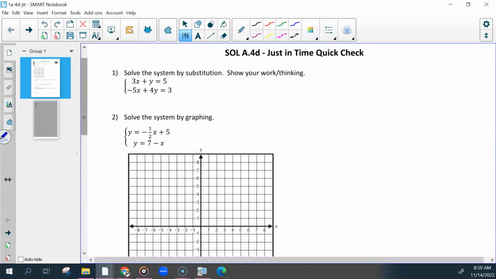But for substitution, we need to take one of the equations and put it into the other. The easiest way to do that is to find the variable that is by itself or has a negative. Solve for that variable. So we would subtract 3x on both sides to get that y by itself. Take that equation, the negative 3x plus 5, and put it in for y in the other one.